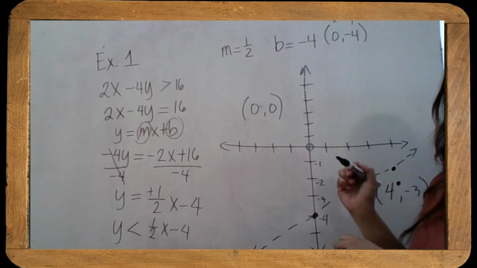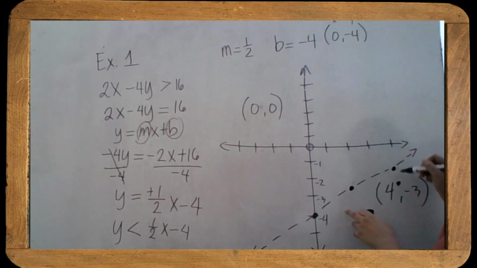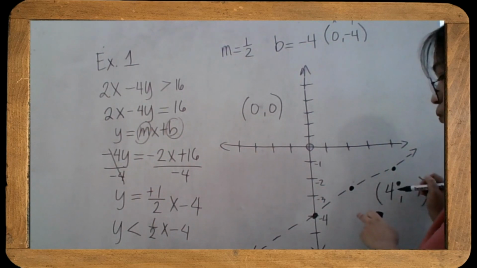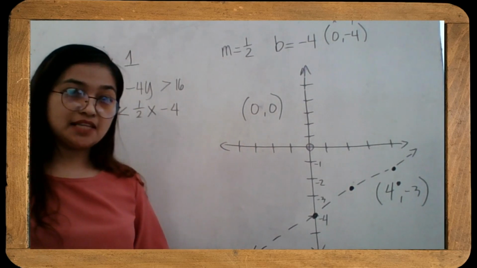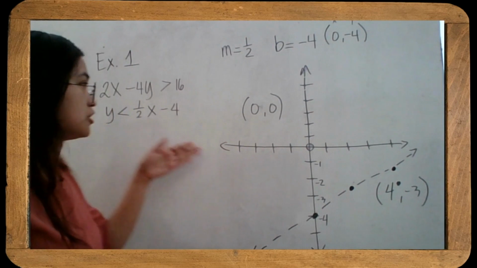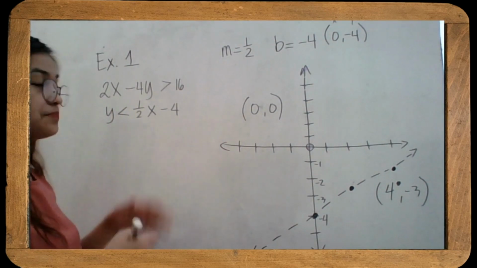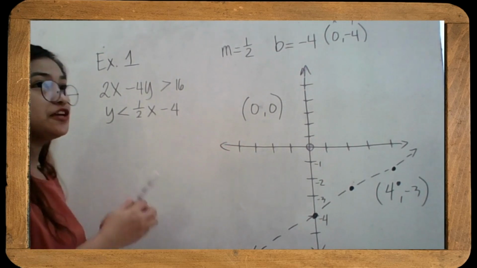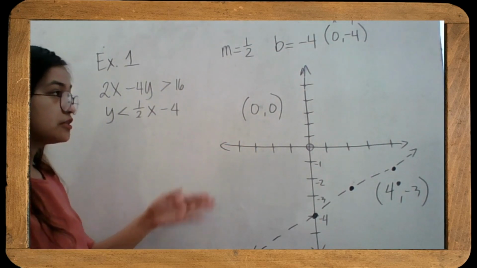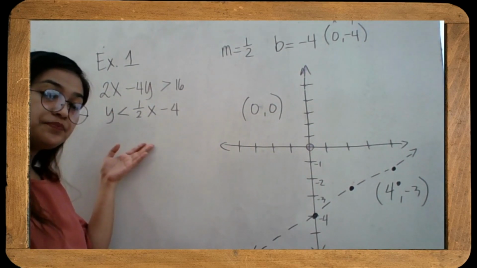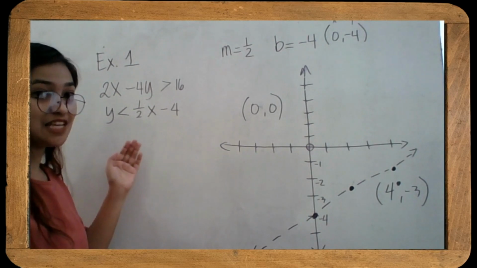Kasi class, kapag nag-plot kayo dito, makikita nyo, under na siya ng region 2. Okay, since tayo ay nakapili na ng testing point, isubstitute natin siya sa ating slope-intercept form na inequality. So, ang una nga po ay yung 0, 0. So, we need to determine if this point satisfy this inequality. Kasi pag nag-satisfy siya, ito ay solution. If not, it's not a solution.